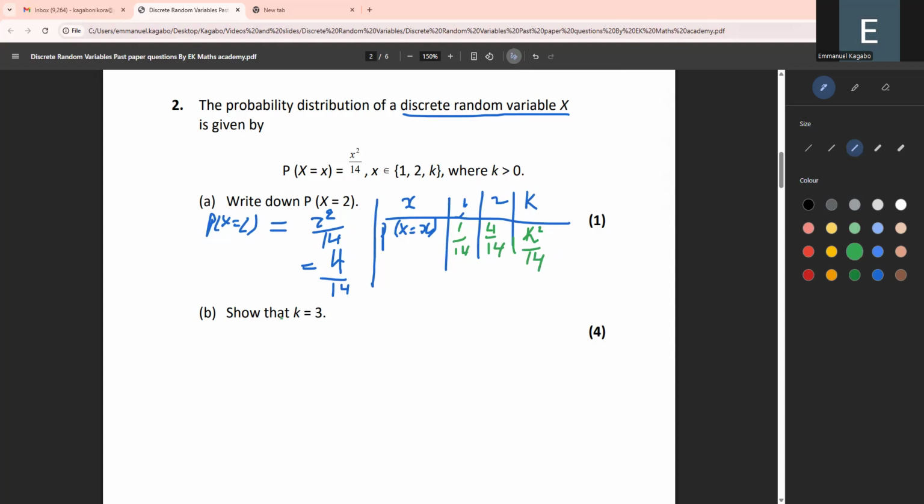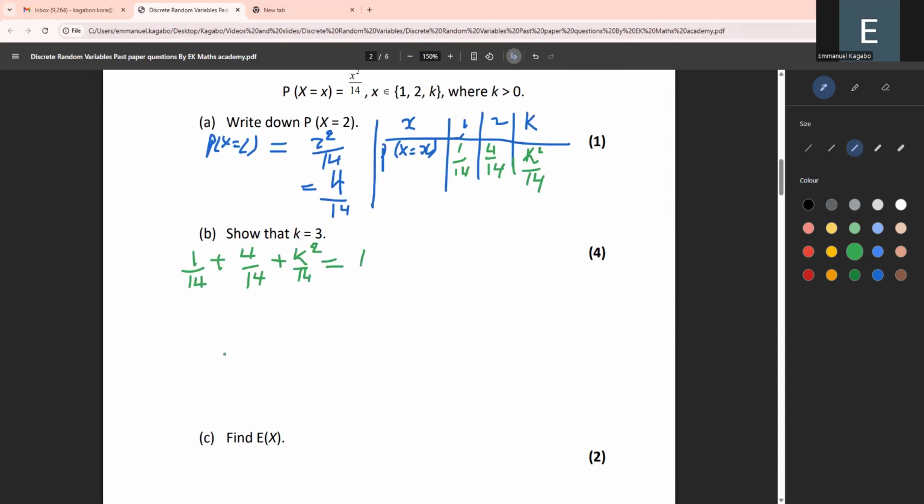Now, the question is telling me, show that the value of k is 3. The trick in the question here is to know that the sum of probabilities is going to be 1. So if I do the probability, the first probability is 1 out of 14 plus the second probability of getting 2, which is 4 out of 14, plus k squared out of 14. All of this should give you 1. The probability distribution table should always sum to 1.